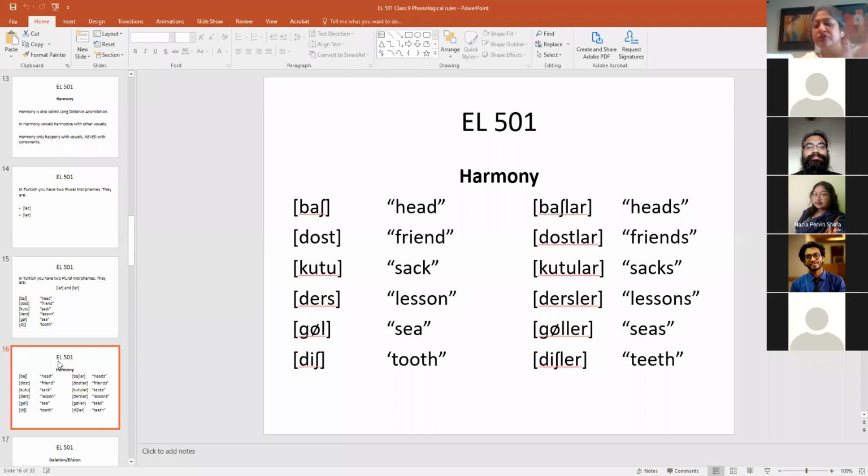So this is harmonizing. And as you can see, the vowels are not right next to each other. Bash has the vowel A and lar has the vowel A, both in the middle of the word, with two consonants in between them. If you look at dostlar, there are three consonants between them, but they're still harmonizing with each other. That's why it's also called long distance assimilation. They are choosing something similar to them, trying to sound the same way, but these sounds are not right next to each other. They are far apart. So did we understand harmonizing?